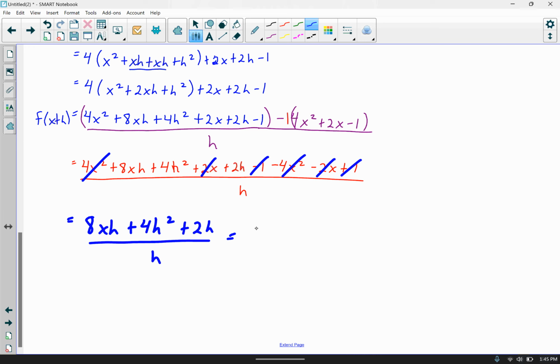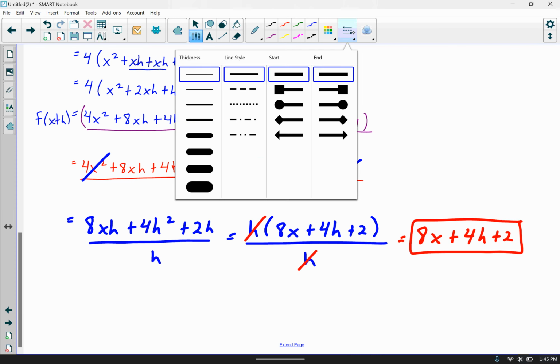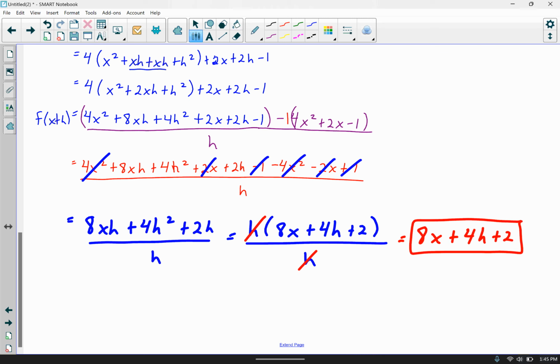Everything up top has an h in it, so let's factor that out. Write what you have left over. Then it's legal at that point to cross off those h's. That leaves you with the final answer: 8x plus 4h plus 2. That's your final answer. If you don't like factoring out the h like I did in these previous two examples, I will say that another way to approach going from here to here is to do this.